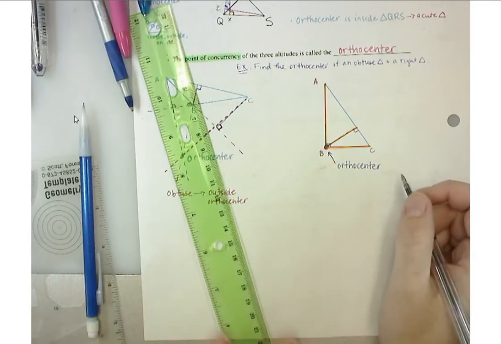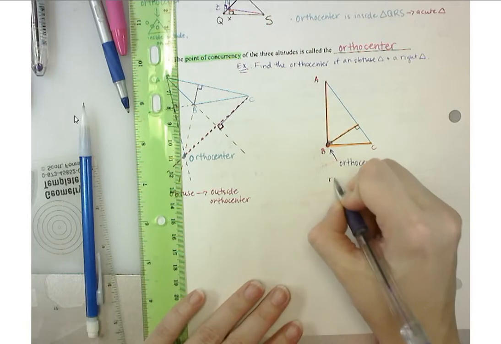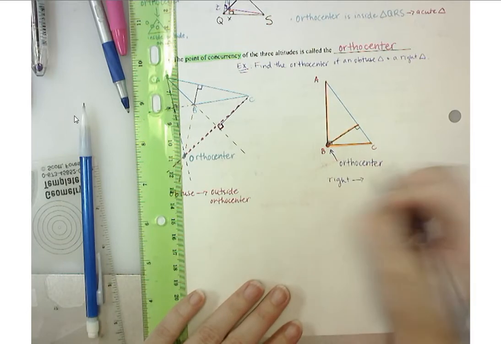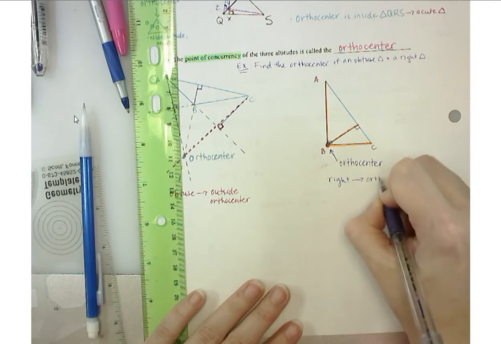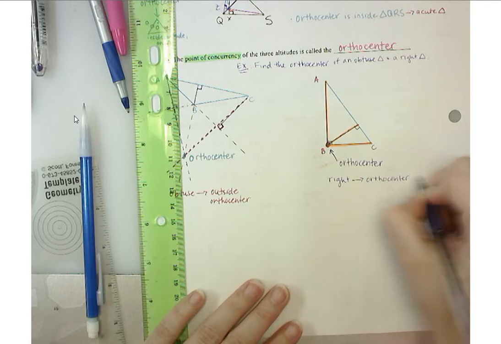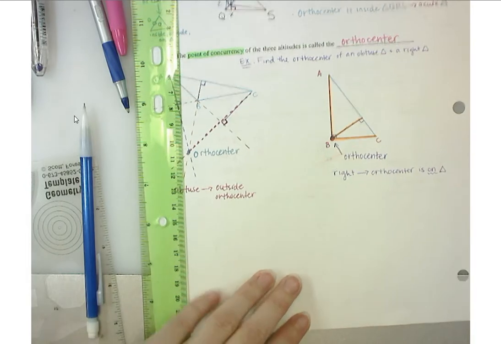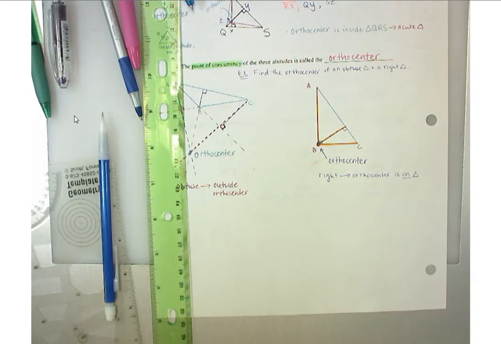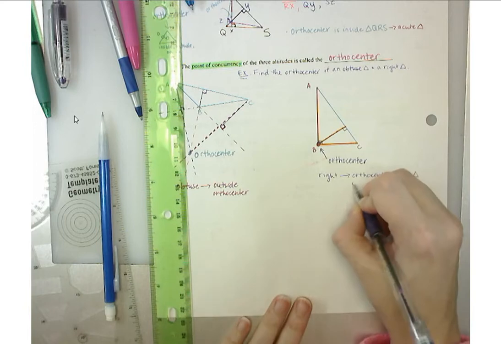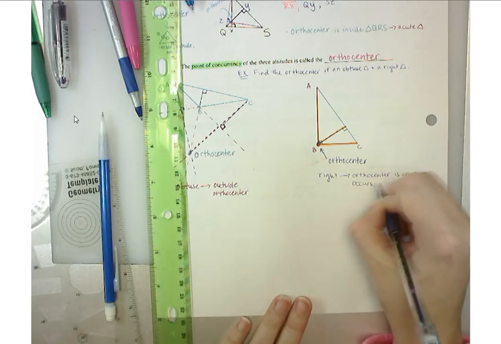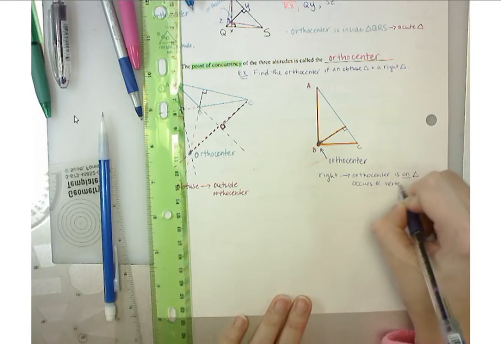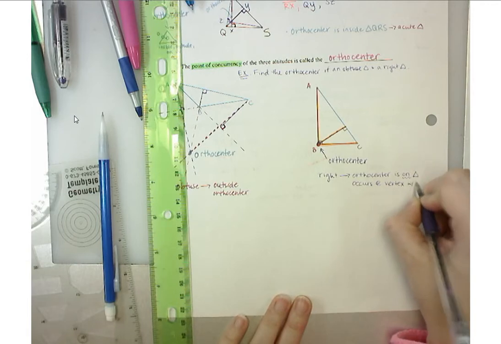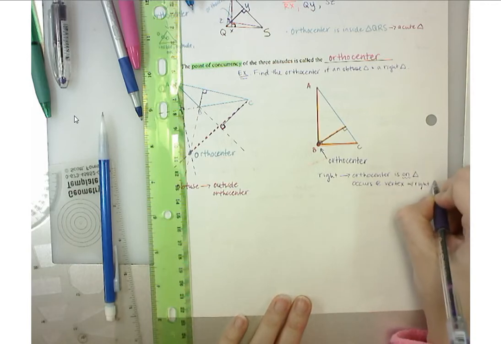Okay, so if it is a right triangle, the orthocenter is on the triangle. And where does it occur? Occurs at the right angle. Okay, so it occurs at the vertex with your right angle.